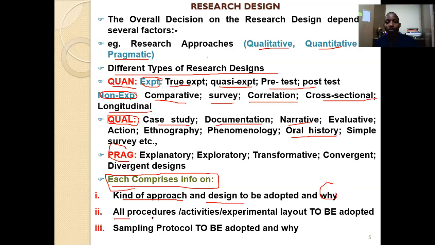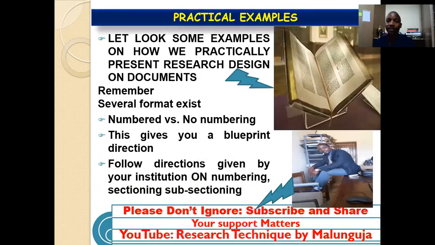You give out the procedures, the activities, or the experimental layout for these experimental-related studies on how you are going to do it. Show the sampling procedures to be adopted and why that particular sampling procedure has been adopted in that particular study. Those are some of the relevant information that I found very important for us to highlight.